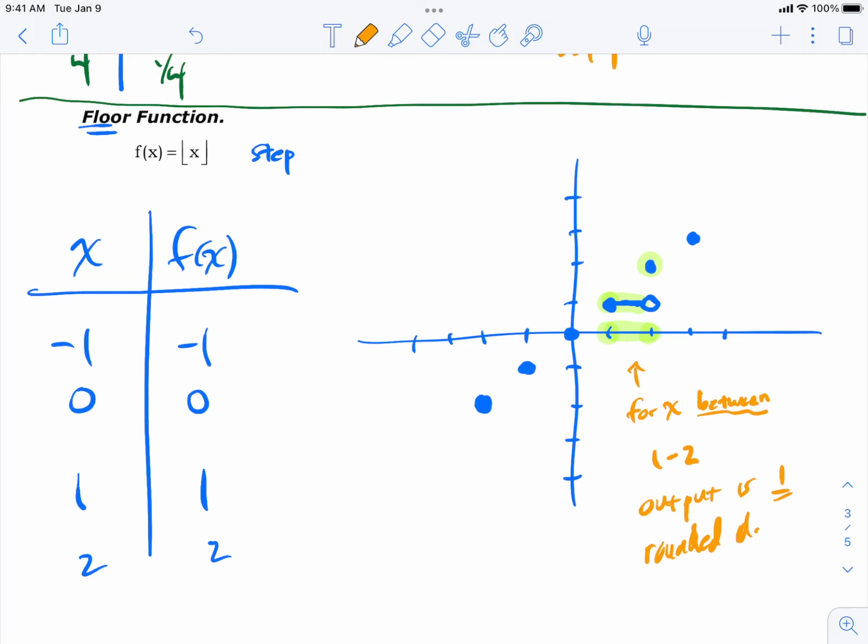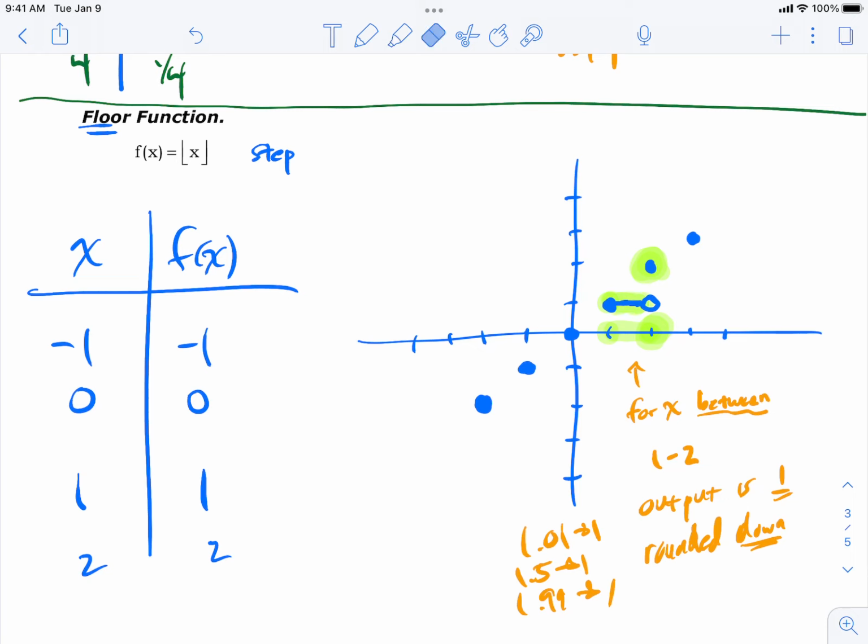Rounded down. Rounding down means 1.01 rounds to a 1. It means 1.5 rounds to 1. It means 1.99 rounds to a 1. So we're rounding down, down, down. Okay? And that's why we call it a floor function. It's kind of like you're not on the second floor until you actually reach the second floor. So you don't climb up to y equals 2 until you actually reach x equals 2. Until then, stay here along y equals 1.